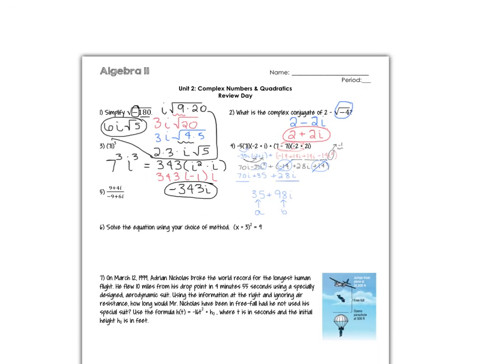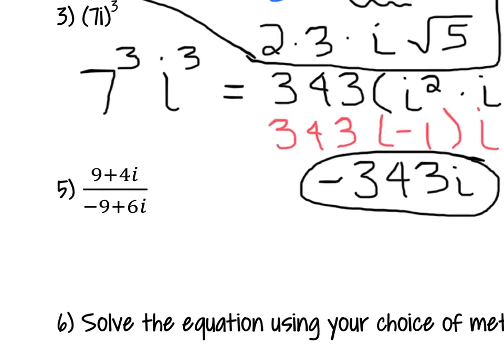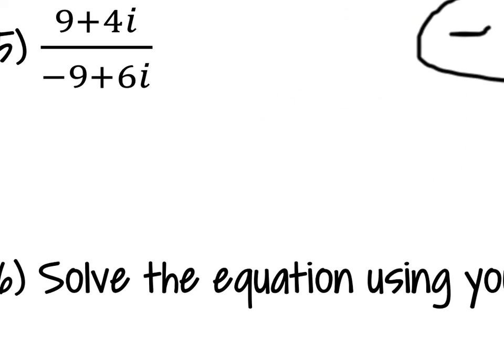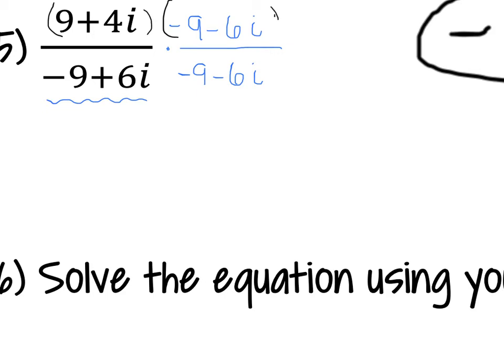All right, let's look and see what's next. In number 5, we are dividing. And whenever I'm dividing, it's important to recognize I cannot have imaginary numbers in my denominator. So I must multiply both the top and the bottom by the conjugate of my denominator, the conjugate being negative 9 minus 6i. And I'm going to multiply both the top and the bottom here.